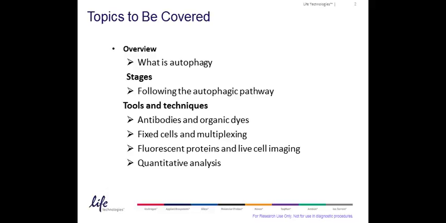These tools include a range of organic dyes and fluorescent proteins used to analyze live cells in real time or fixed cell preparations. The analysis steps will include quantitative methods and multiplexing to correlate autophagy with other cellular functions that may be of interest to researchers in this area. As we detail each approach, we'll provide tips and tricks for achieving the best results.